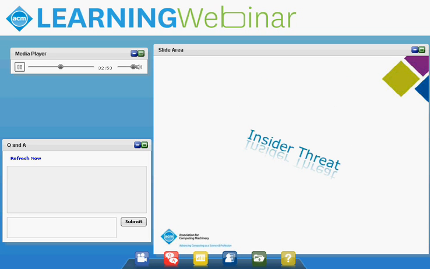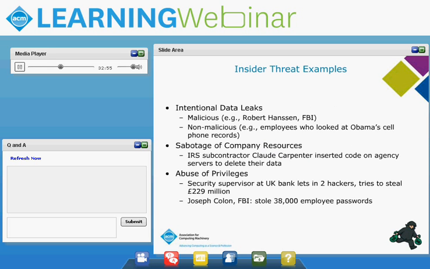So looking at some insider threat examples, there are really three types of threats that occur. One is intentional data leaks. An example here for a malicious data leak is Robert Hansen, who was an FBI agent who was arrested. There's actually a movie about him, I believe it's called Breach, looking at what he was doing and how he was eventually caught.